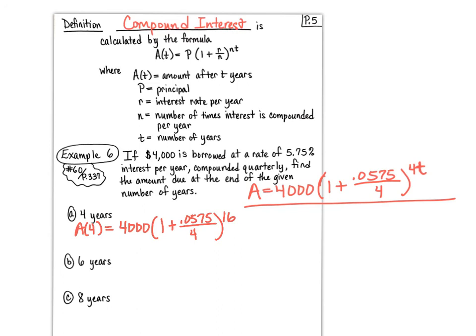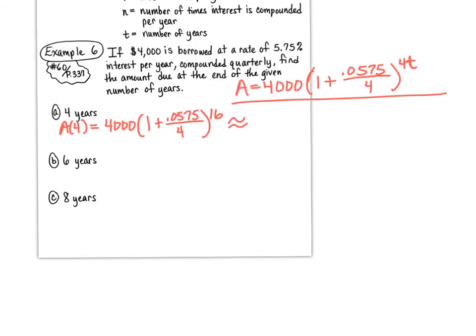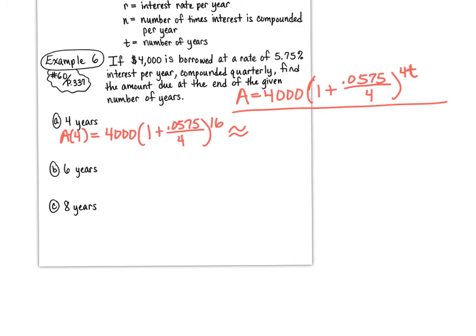And what do you get? That's approximately. Remember, you're talking about money, so out to 2 decimal places. What did you get for part A? $5,026.16. Very good. So your answer would be the amount due at the end of 4 years is $5,026.16.